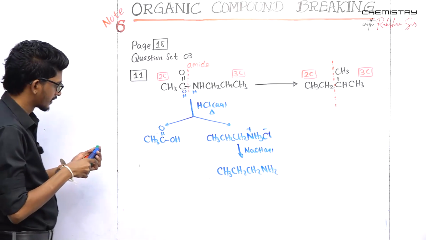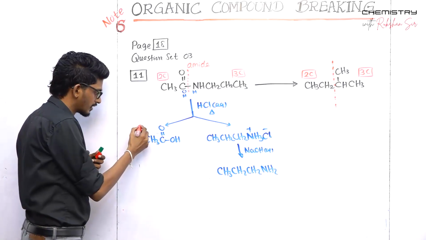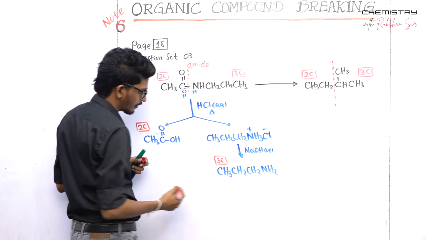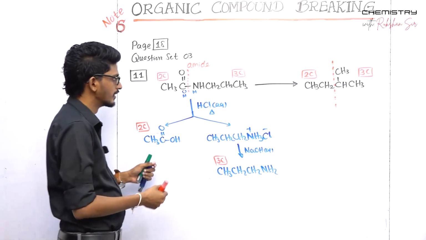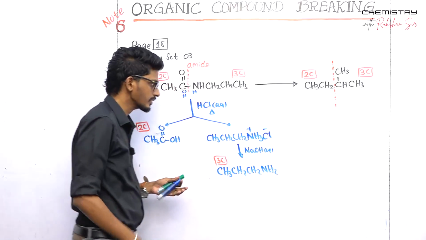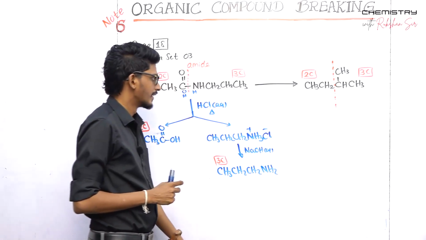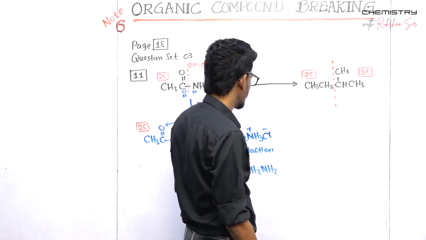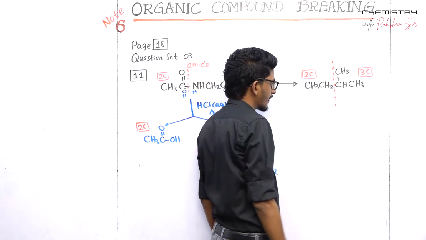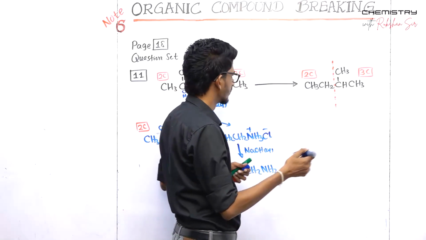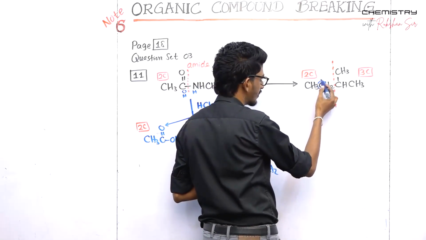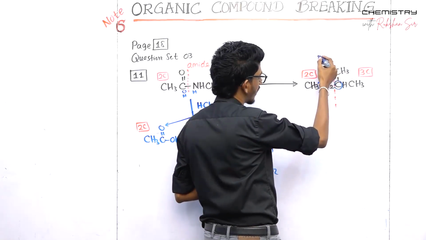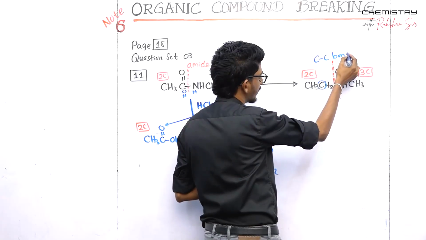So now you are clear that you are with a 2 carbon block and a 3 carbon block. Now we are supposed to bring these 2 together to make this one. First of all, let's examine this. Here, this is a carbon-carbon bond forming. This is a kind of carbon-carbon bond making.